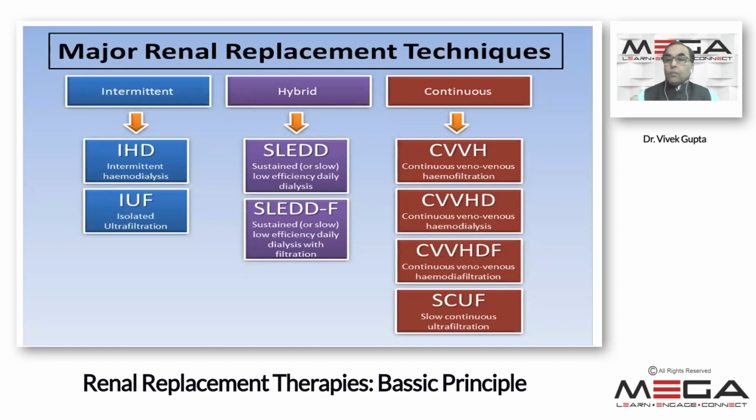Continuous renal replacement therapy has a special role in the intensive care unit, because we all know that we come across patients who are hemodynamically unstable. We are struggling to maintain the hemodynamics with vasopressors and inotropic support.